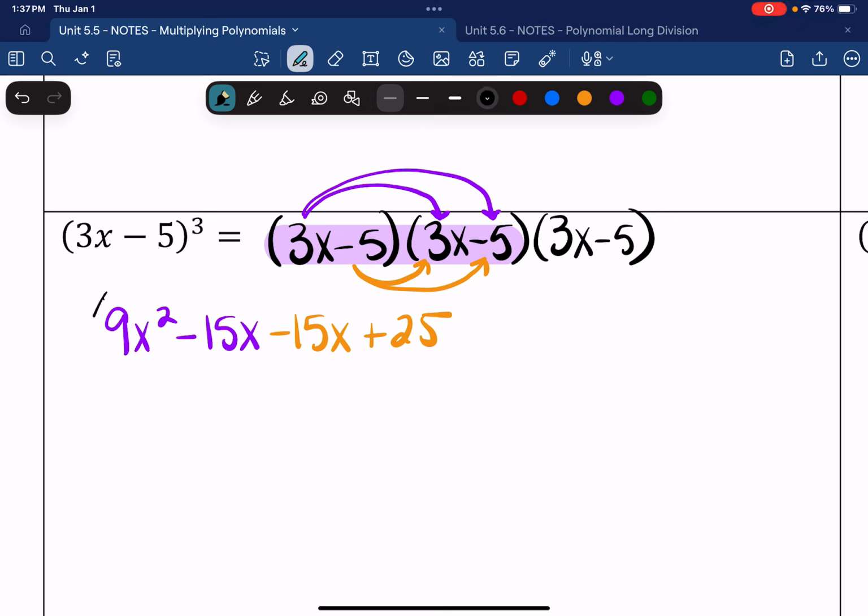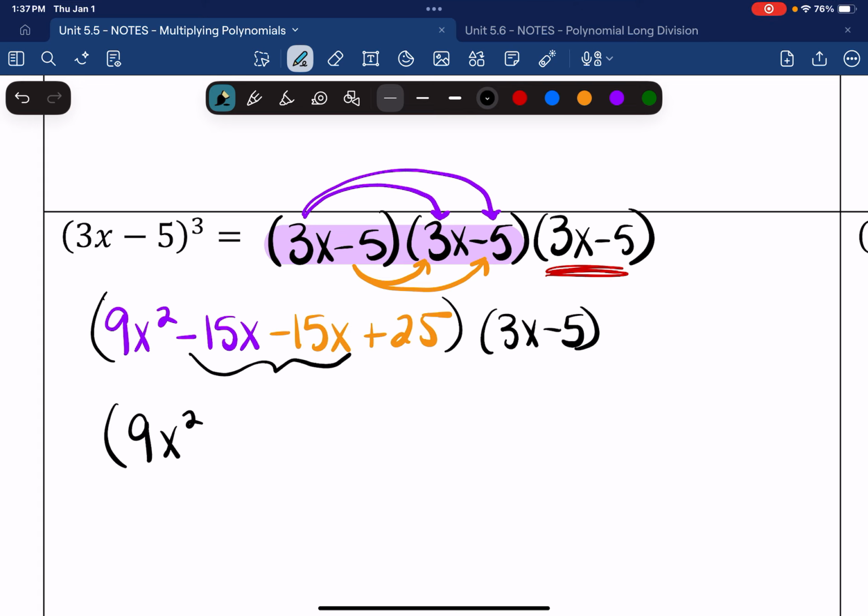Now all of that is being multiplied by this 3x minus 5 here on the end. Don't forget, we still have this 3x minus 5 here that we have to deal with. So let's simplify the first polynomial, 9x squared minus 15x plus 25. Let's combine those two middle terms. We have a 9x squared, then we have our minus 30x plus 25 times our 3x minus 5 there on the end.